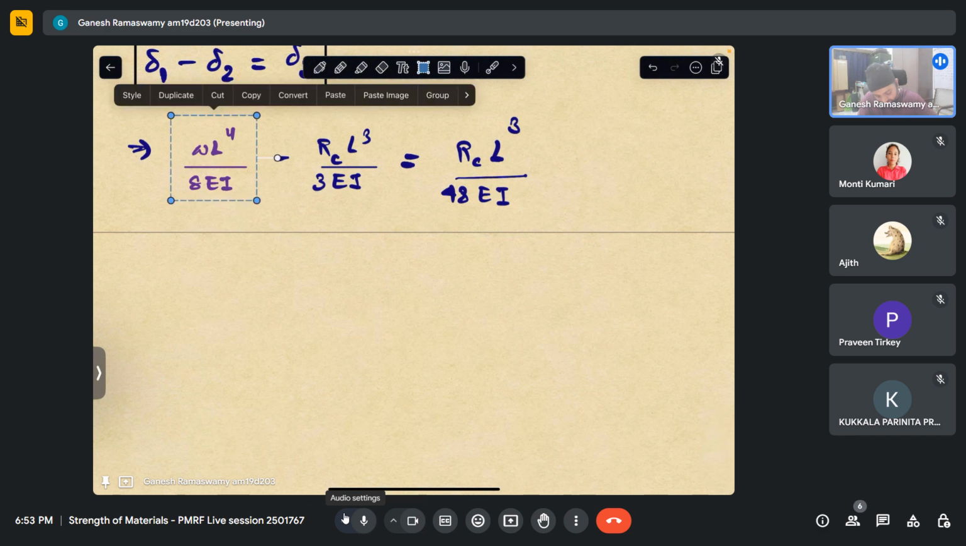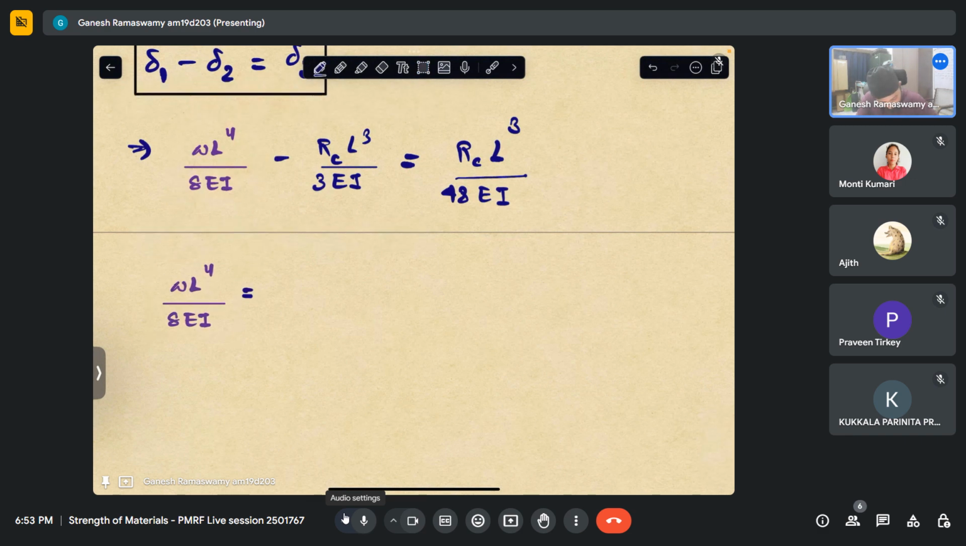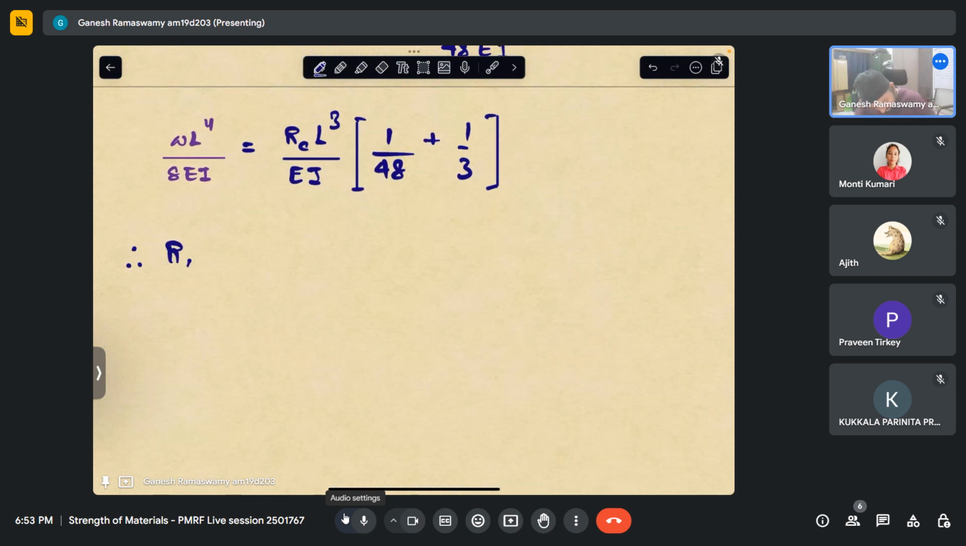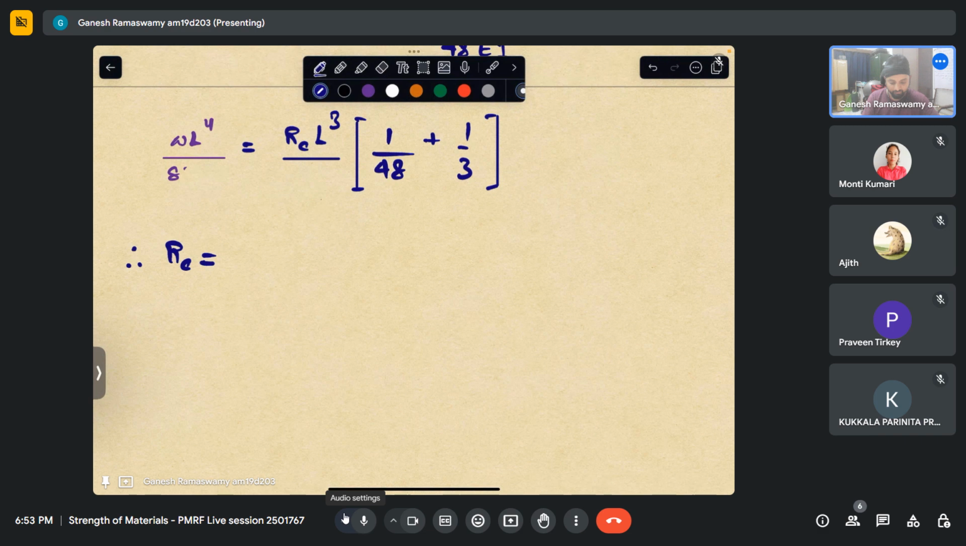So this will be nothing but, if I take RC common, RCL cubed by EI, let me take it common. So this will be nothing but 1 by 48 plus 1 by 3. So therefore, RC, I can cancel out EI from here. So 48 inverse plus 3 inverse, answer by 8. So RC comes out to be 6 by 17 WL.